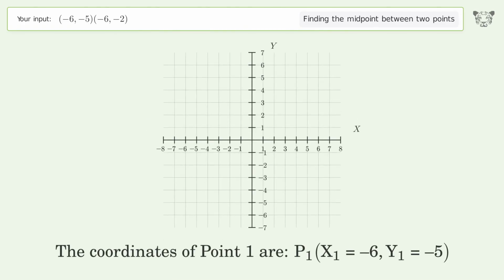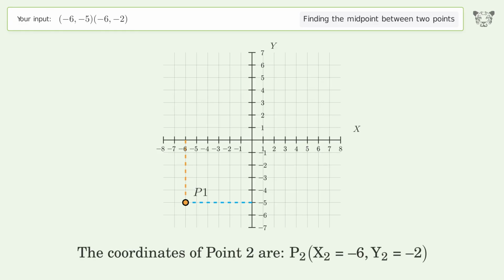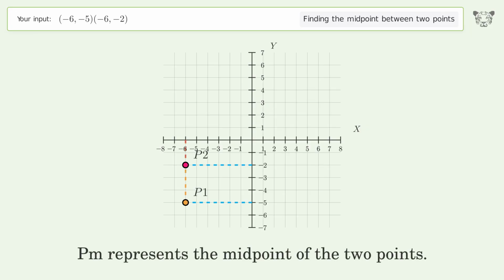The coordinates of point 1 are x1 equals -6, y1 equals -5. The coordinates of point 2 are x2 equals -6, y2 equals -2. PM represents the midpoint of the 2 points.